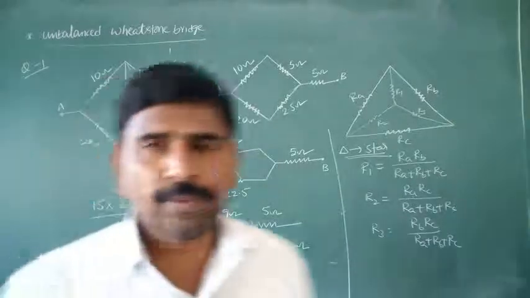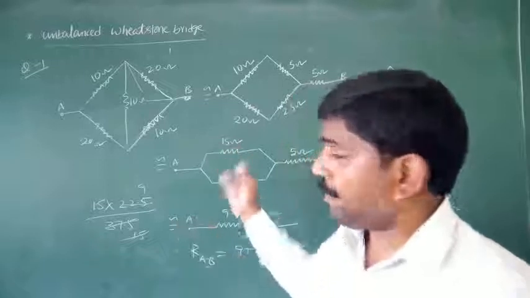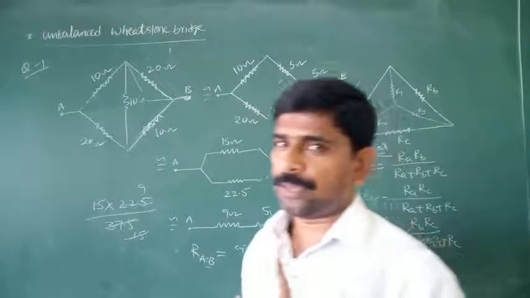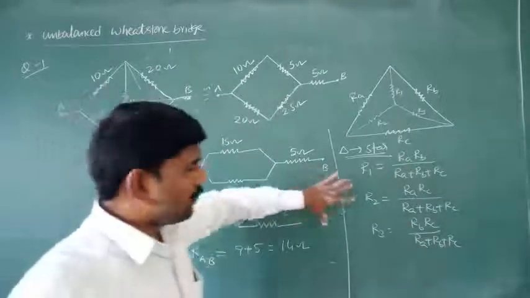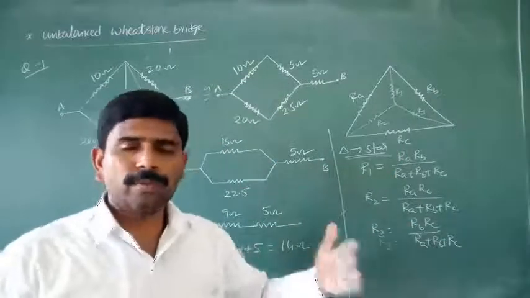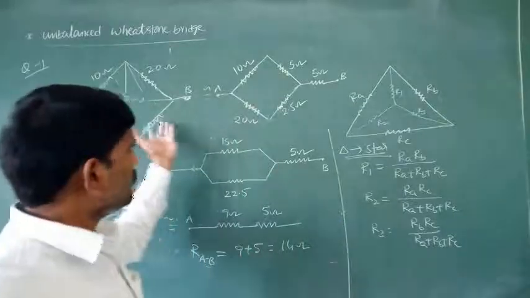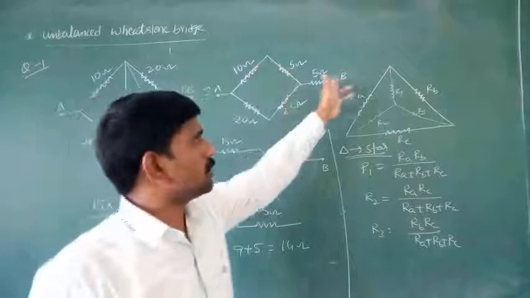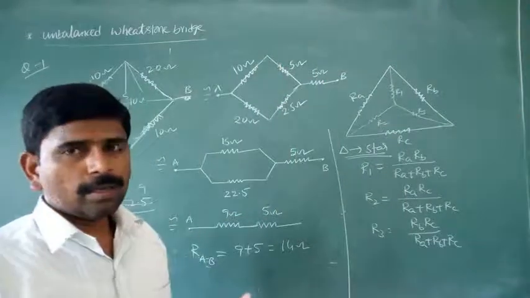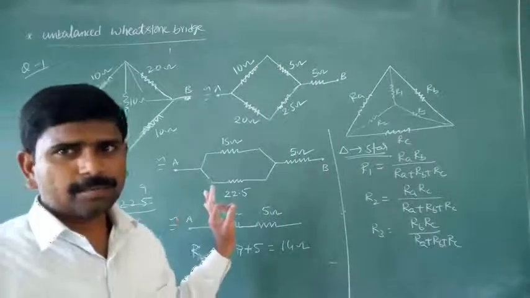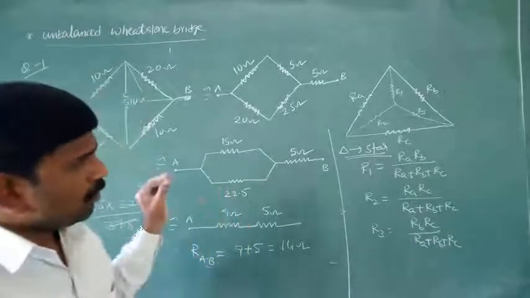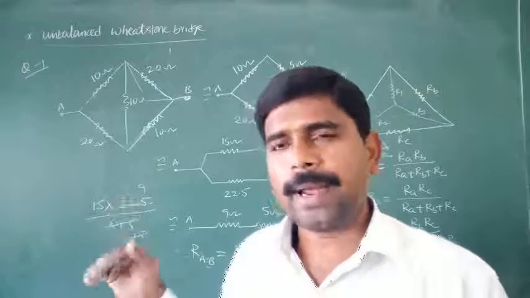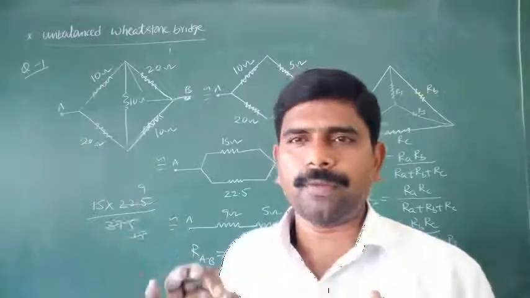Here this is the effective resistance in case of the unbalanced Wheatstone bridge. In case of the unbalanced Wheatstone bridge, we use these conversions, delta to star and star to delta. Here in this situation we used delta to star. I hope this is very clear. So practice more number of problems, then you are perfect.